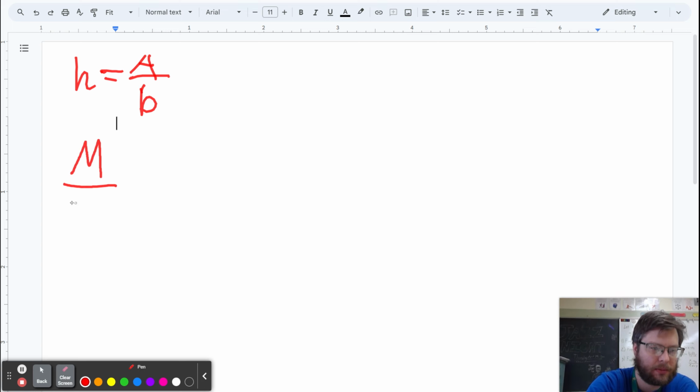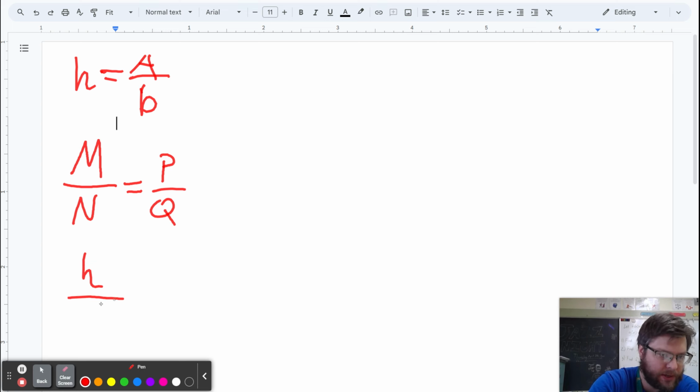Someone asked me about this one, m over n equals p over q, trying to solve that for the letter q. Somebody asked me about some other ones that are a little trickier, so I'll just write one more down for now. We're going to try to solve this one for the letter b.